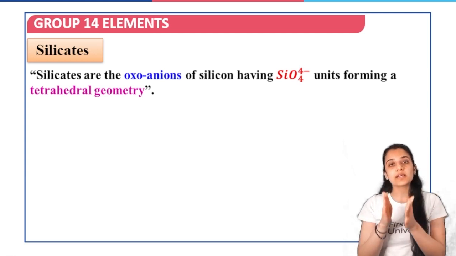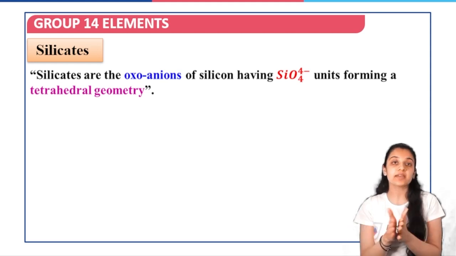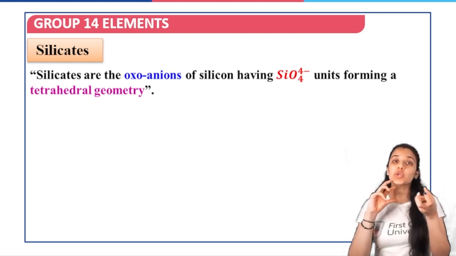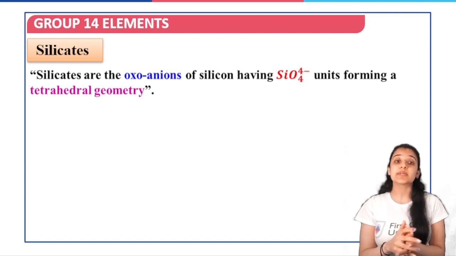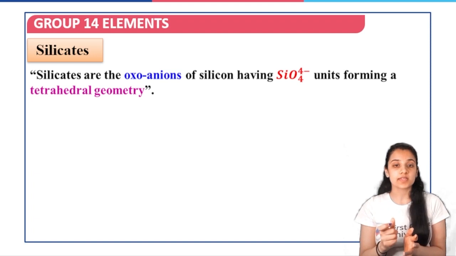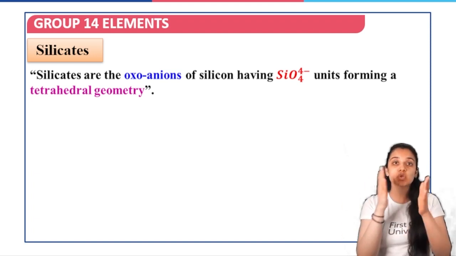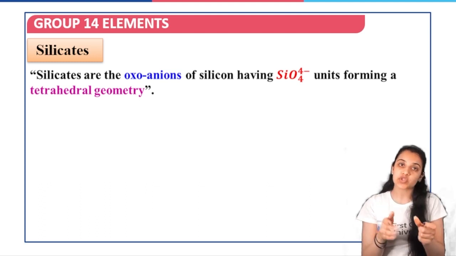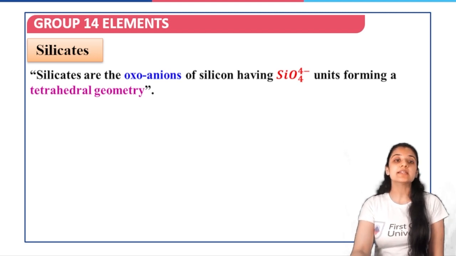Now, when we are talking about silicons and silicates, we need to understand the difference between the two and how not to get confused between them. Silicates are basically oxo anions of silicon, that is SiO4 4 minus. Oxo anions means they contain oxygen and exist in the anionic form. SiO4 4 minus units form a tetrahedral geometry. Wherever you see an SiO4 4 minus unit, it is a silicate.